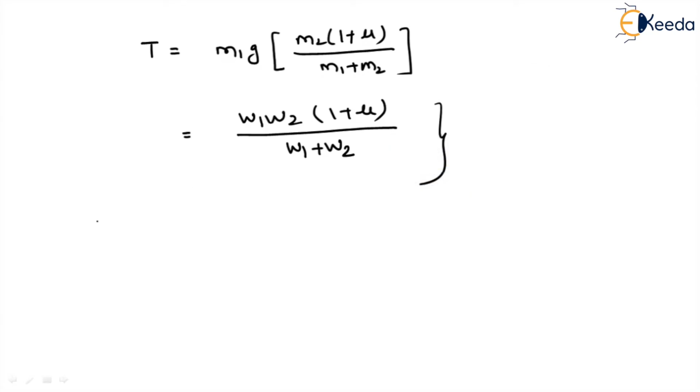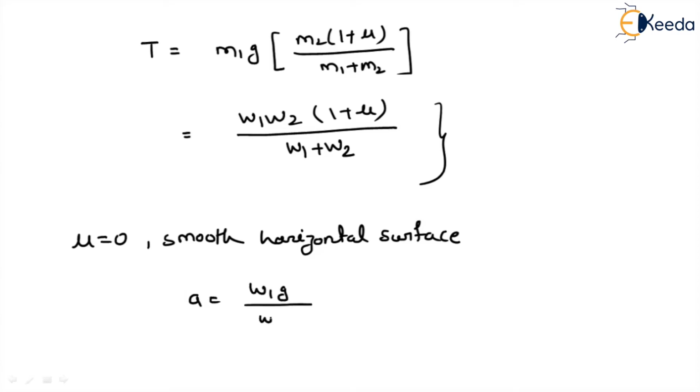Now let's consider the mass M2 is placed on a smooth horizontal surface. So in that case, mu value will be 0. So the equation of acceleration and equation of tension will be this.